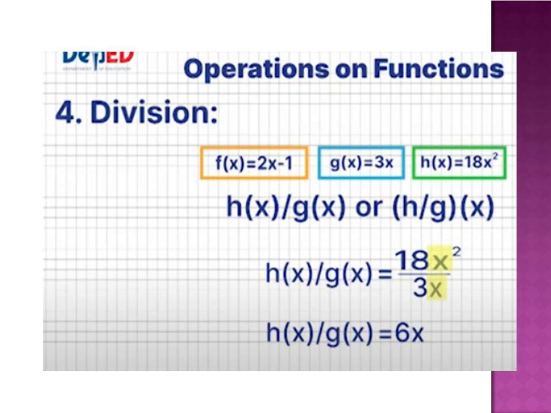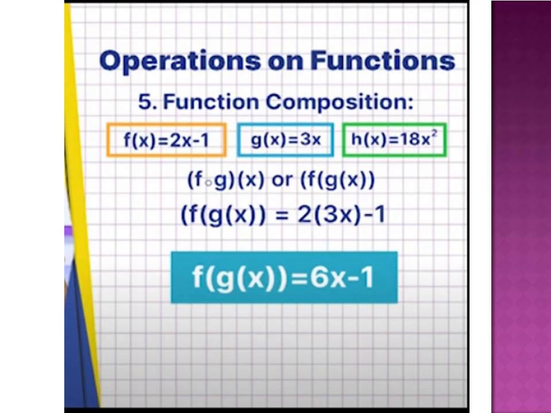The fifth and last operation on functions is composition. In here, we take the value of a function to be an input in another function. Suppose we take the composite function denoted by f composed with g of x, or f of g of x. In this case, we will be using g of x as our input, or in place of x in f of x. Thus, for every x in f of x, we will use 3x instead.